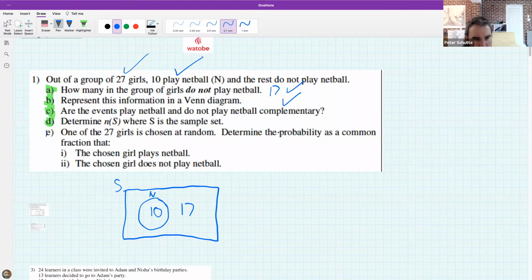Are the events play netball and do not play netball complementary? Loretta, why are they complementary? What are the two things you were looking for? Loretta said they are complementary. Mason said the same. Essentially, we could say that these are N dash, or they don't play netball. So the two things we're looking to see is that there's no intersection, there's no overlap, and do they fill the whole sample space? And so the answer is yes, they are complementary.